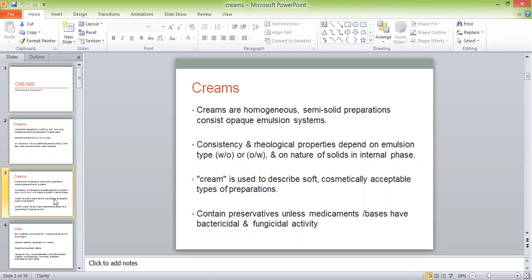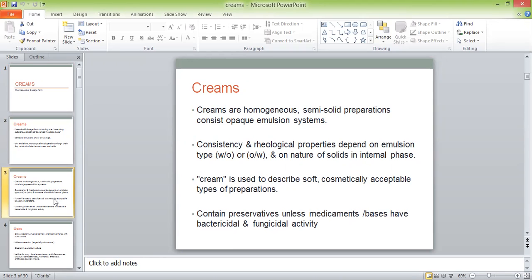Now, what is rheological property? That is the flow response to the stress applied, or you can say the flow of the liquid, gas, or soft solids under the condition which respond with the plastic flow rather than deform the elasticity to the force. And the term cream is also used to describe soft, cosmetically acceptable types of the preparations which are used on the skin. They have preservatives.